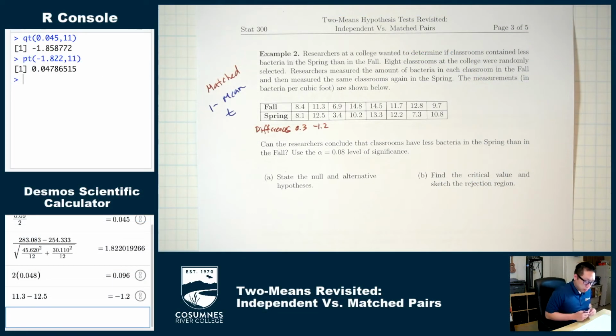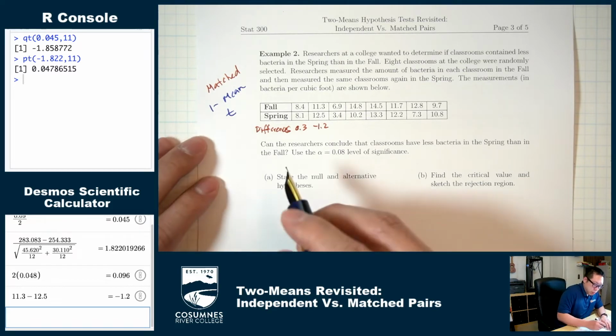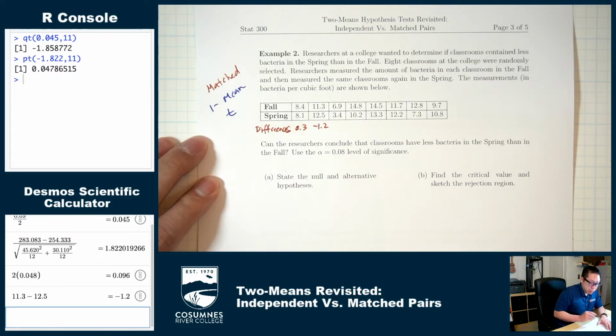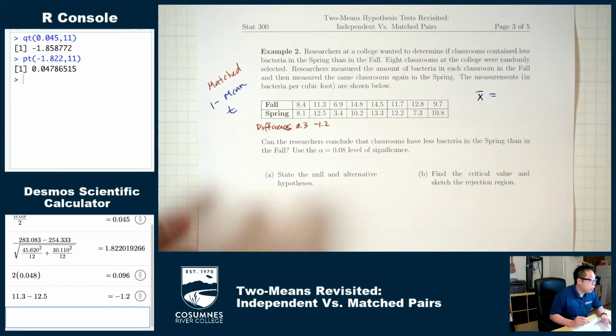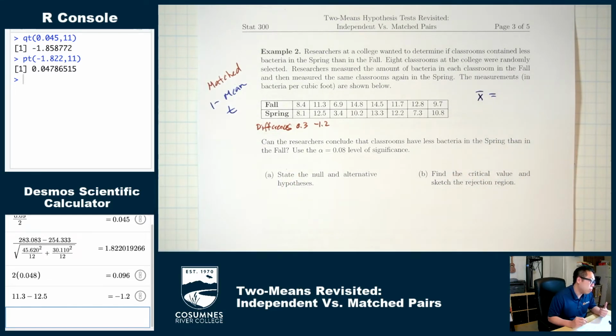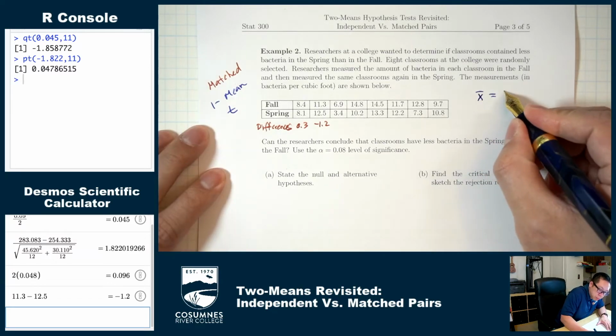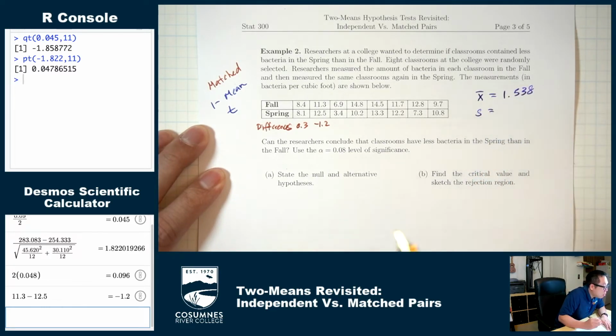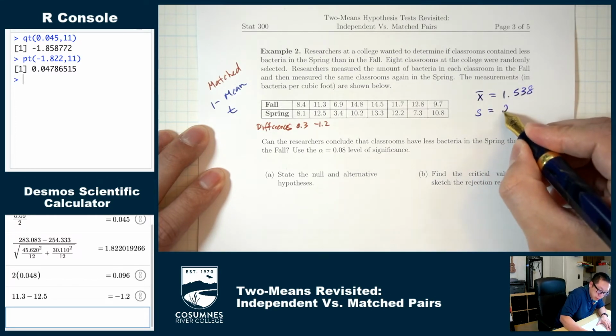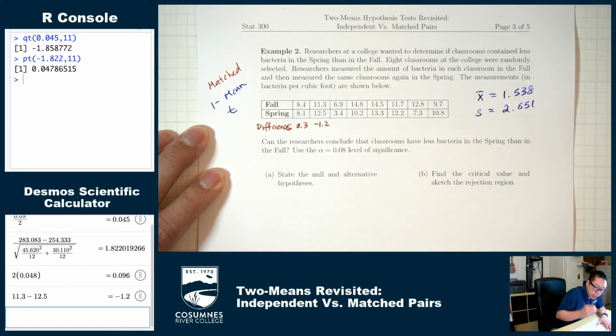All right, back to example 2. Let me write down the mean and standard deviation that we just found. Because we're dealing with just a single sample, I should just have one mean, one standard deviation, and one sample size. So the mean, rounded to 3 decimal places, is 1.538. The standard deviation is 2.651. Okay, and that was from Google Sheets.